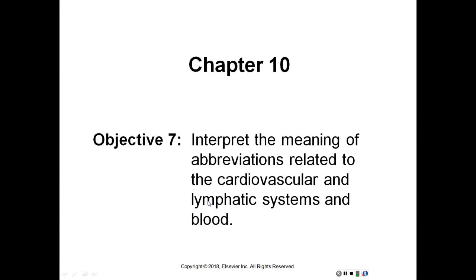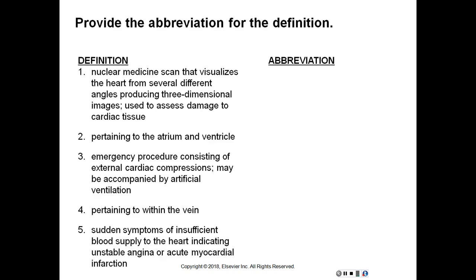Continuing with Objective 7, now we're going to interpret the meaning of abbreviations related to the cardiovascular and lymphatic systems and blood. So there are quite a few in this chapter just because it does cover more than just the cardiovascular system. Again, just pay close attention when letters are capitalized and when they're lowercase, and also spacing on a few of them. Some of them could have more than one option, such as electrocardiogram could be ECG and EKG, either one. So here we have the definitions, and they want you to come up with the abbreviation.